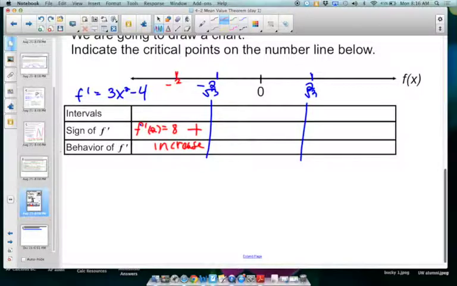What happens when we plug in 0? We put 0 in here, we get -4. Is the derivative positive or negative? Negative, so we are decreasing. What if we try 2 here? Yeah, we have some symmetry here. We get a positive derivative, we have an increasing function there as well. I just realized this is a typo. I should say the behavior of f, not f prime.